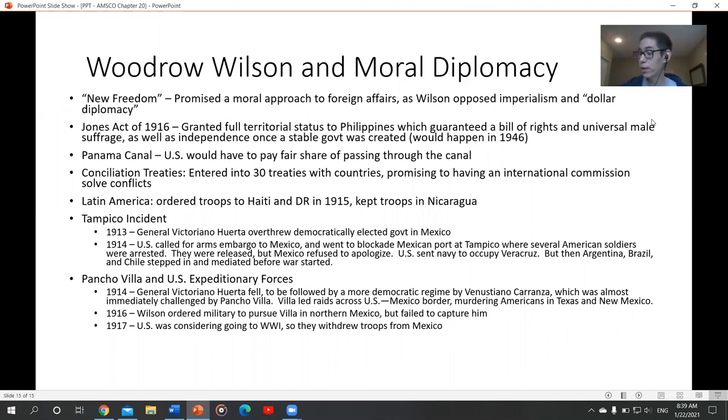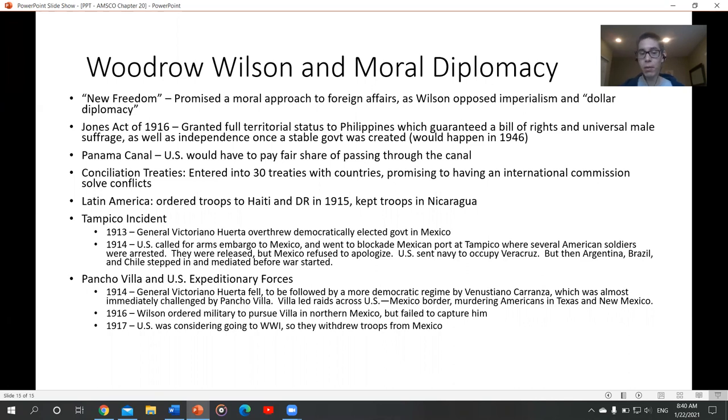And so what did Woodrow Wilson do during his presidency to be more moral? Well, he granted full territorial status to the Philippines, and he granted full rights to the Philippines, to set them on the path toward independence. With the Panama Canal, remember the U.S. controlled the Panama Canal, Woodrow Wilson said, no, we're going to pay our fair share to go through. We're not going to go through for free. He also entered a bunch of treaties with other countries, promising to solve conflicts diplomatically rather than through war. But Woodrow Wilson also sent troops to Haiti and the Dominican Republic. He had a series of wars with Mexico from 1913 to 1917. He only stopped because of World War I.